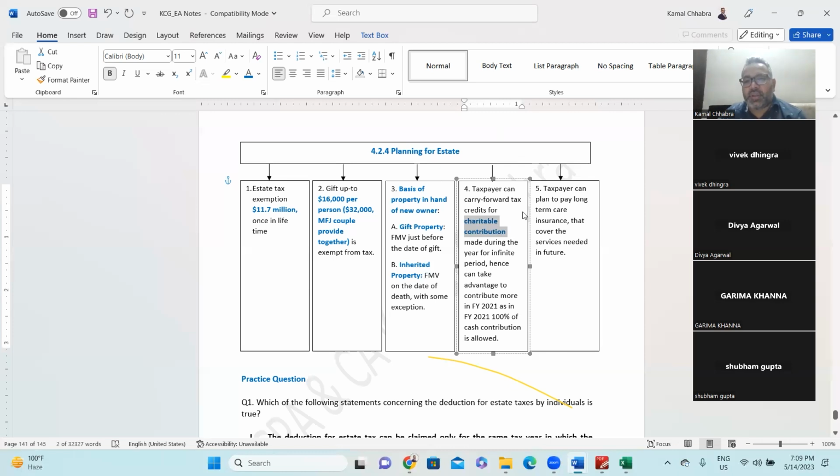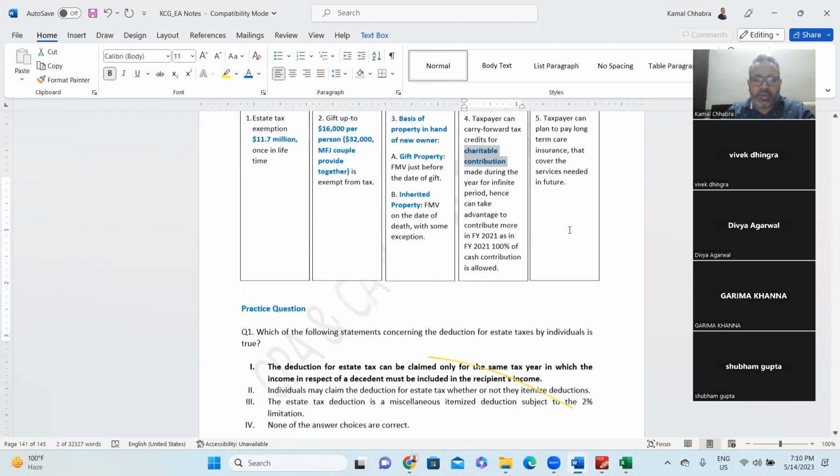Fifth point is the taxpayer can plan to pay long-term care insurance that covers the services needed in future. Normally we consider health insurance and medical insurance, but in addition you can advise your client to take additional insurance for any future expected disease you may foresee. That is also provided as an itemized deduction and can save future expenses. So these are the planning points of estate.